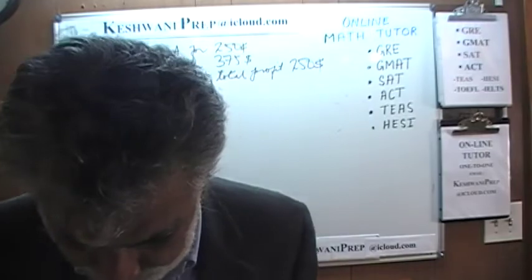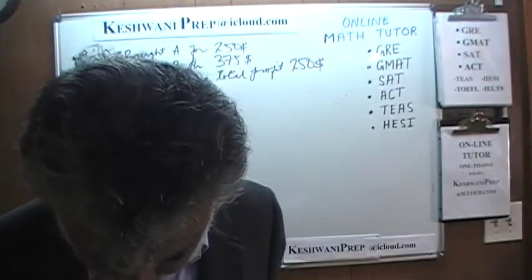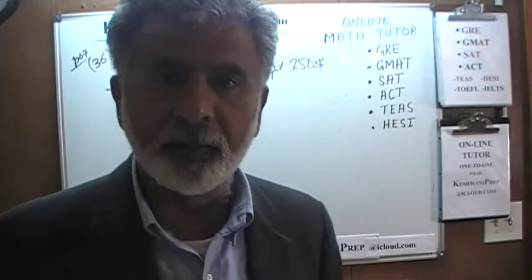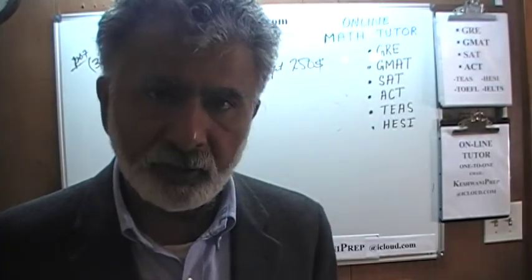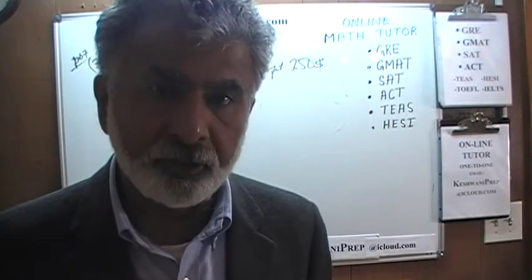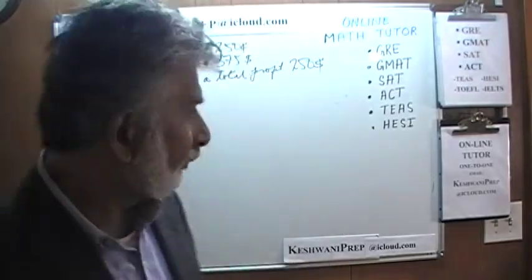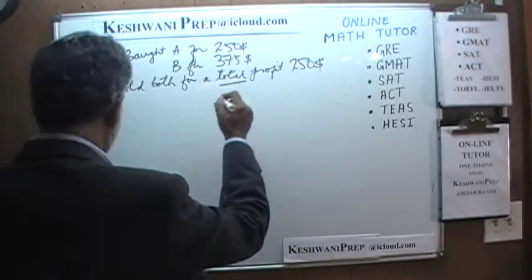So you bought A. These are two bicycles, and I'm calling them bicycle A and bicycle B. They don't call them A and B in the problem, I'm calling them that. So we bought bicycle A for $250, bicycle B for $375, and then we sold both of them for a combined total profit of $250.